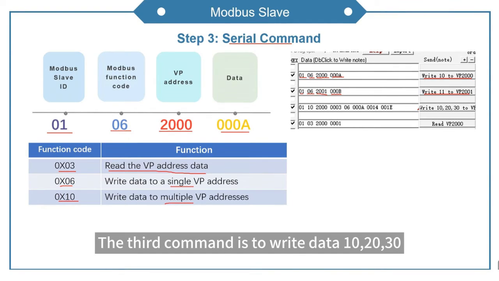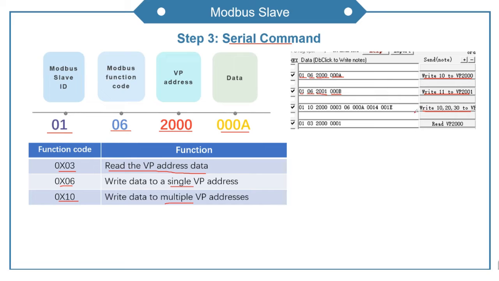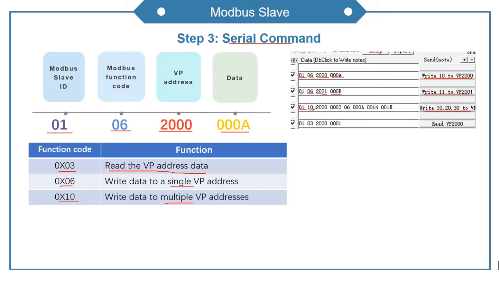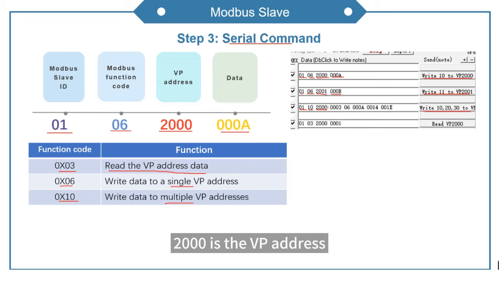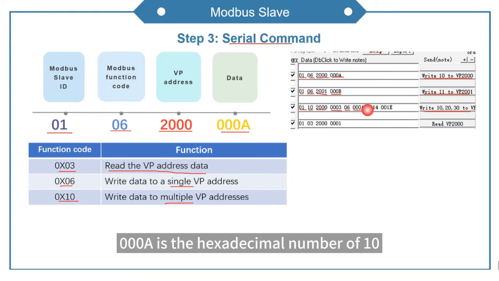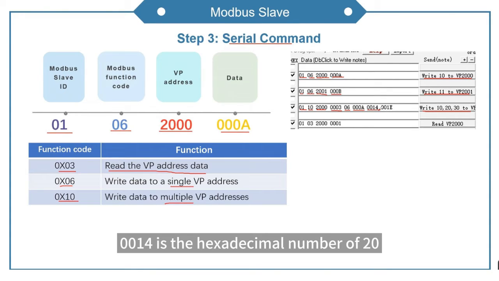The third command is to write data 10, 20, and 30 to multiple addresses starting with 2000. 01 is the Modbus slave ID. 10 is the Modbus function code. Write data to multiple VP addresses. 2000 is the VP address. 0003 is the data length in words. 06 is the data length in bytes. 000A is the hexadecimal number of 10. 0014 is the hexadecimal number of 20. 001E is the hexadecimal number of 30.